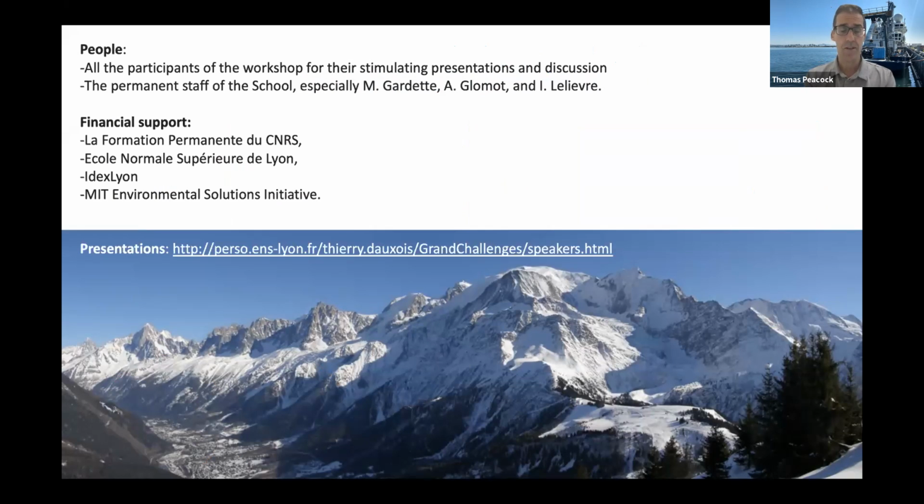The staff at the Les Houches facility that facilitated the meeting. There's financial support from CNRS, from ENS de Lyon, IDEX Lyon, and the MIT Environmental Solutions Initiative.